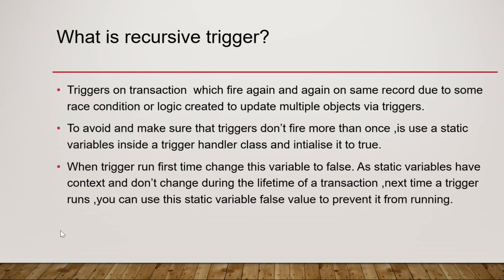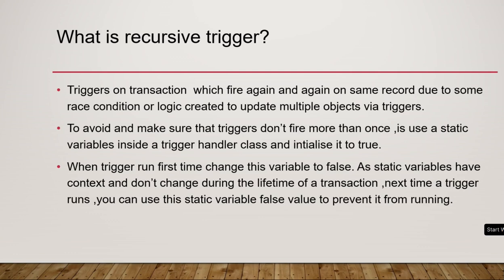Now next, there is something called a recursive trigger. What is a recursive trigger? Sometimes triggers may fire again and again, due to some race condition or logic which updates multiple objects. Sometimes we have triggers which update multiple objects, and then it comes back and updates the parent record which has fired the trigger. So that same trigger on that account will keep on firing.